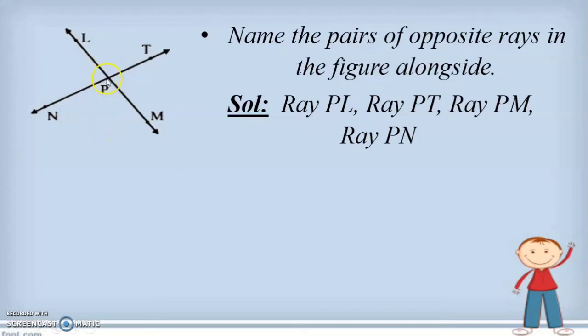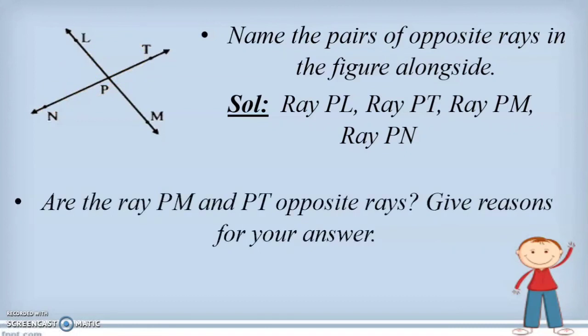See, this is ray PL. It has a common point P with ray PM. So this is ray PL and ray PM as two rays, and PN and PT are the other two rays with a common point P, and they form a straight line.